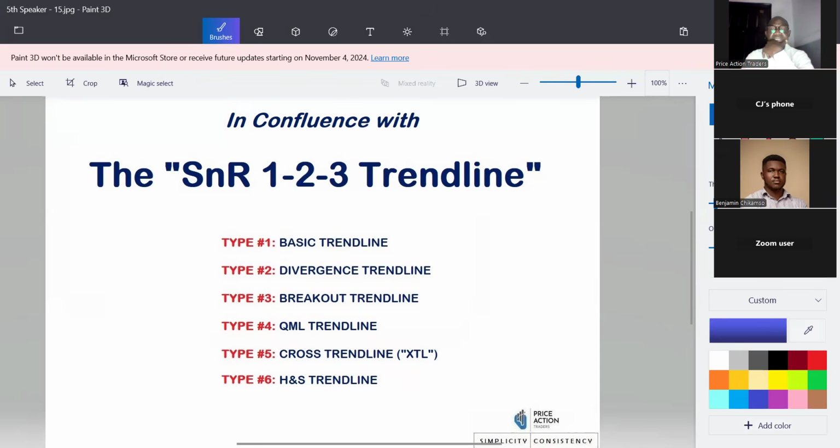Most of this setup has been taught in the past, but it's just a new concept that has been introduced into it to redefine it. Yeah, if you are not hearing me very well, just let me know.